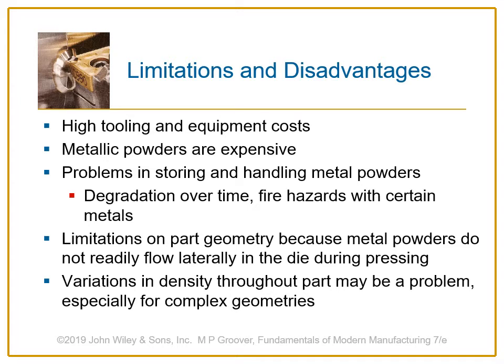However, that type of process has some limitations and disadvantages. The first one is the cost of the tooling and equipment. Also, the metallic powders are expensive. Now, we also have some problems in storing and handling the powders. There are limitations on part geometry, because the metal powders do not readily flow in the die during the pressing, since it's a powder, and the variations in density throughout the part may be a problem, especially for complex geometries.